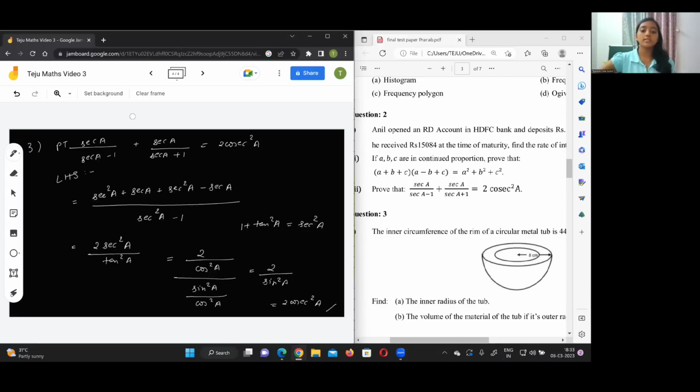So what you need to do is keep writing what you're getting, whatever I've written here, and on the right hand side, like how I wrote 1 plus tan square A is equal to secant square A. Similarly, keep writing stuff like that on the right side so that it's more clear. So this is a very easy question again, and it's an easy score, right?